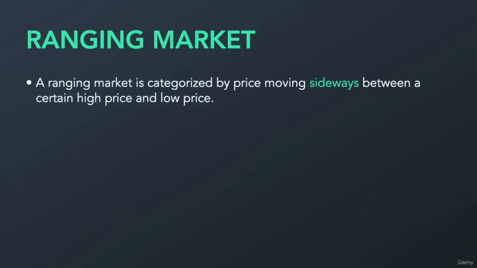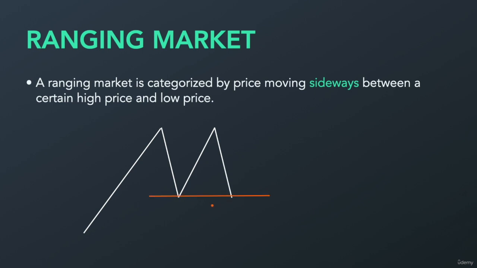Ranging market. A ranging market is categorized by price moving sideways between a certain high price and low price. So let's say that price is coming from an uptrend. So we made a new high and then a higher low, but then wasn't able to trade beyond this previous higher high. And then suddenly price got rejected at this level and pushed the price back to this previous higher low level.